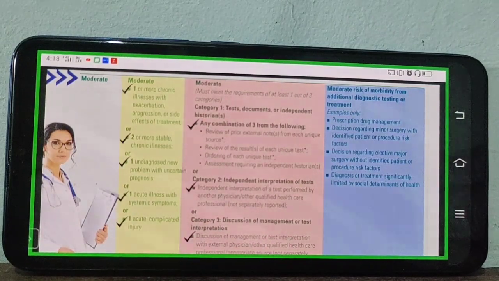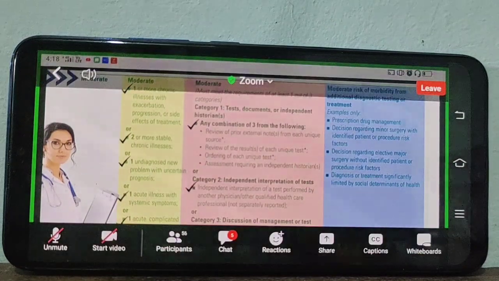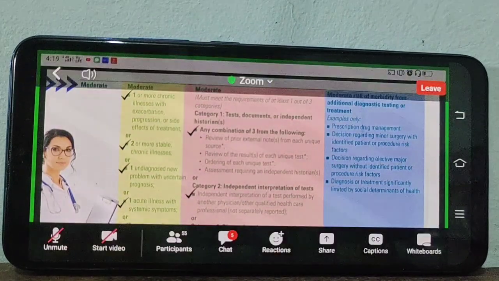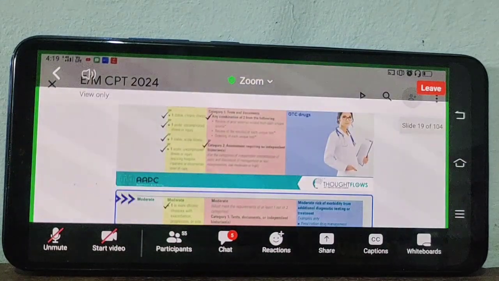Okay. Then category 1, we already discussed all these 4 points in low MDM. Review the prior external note, review the current test result, ordering each unique test. Actually, let me explain about category 2, independent historian.